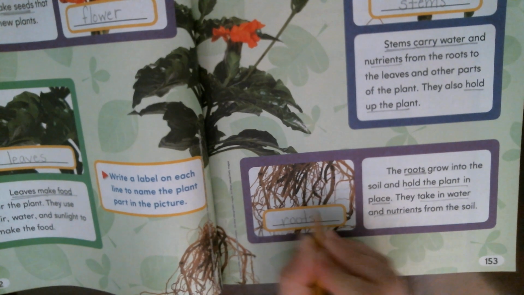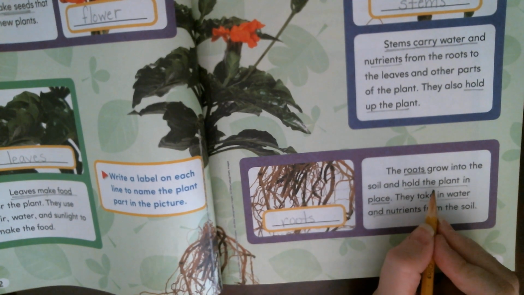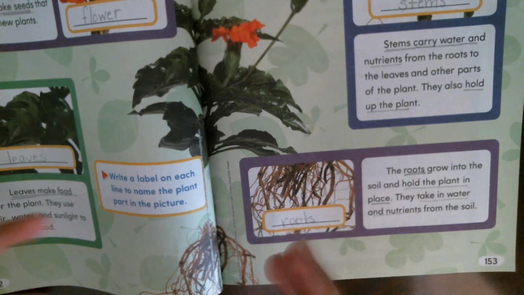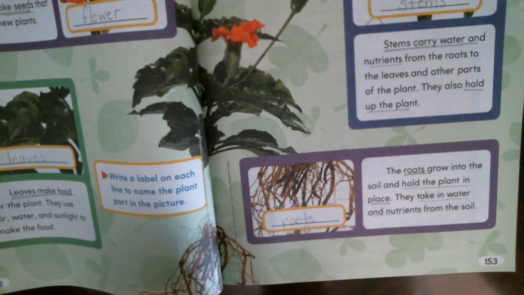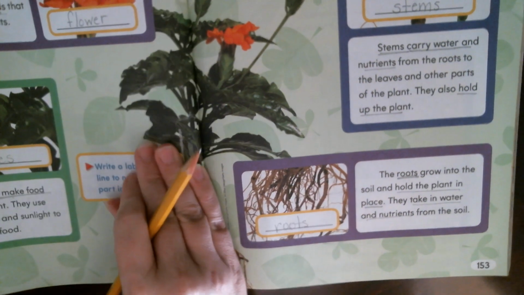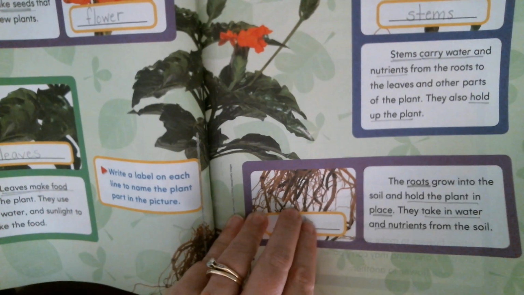I think about the roots as being all these little straws that suck up the water and nutrients. Okay, and they're also kind of like fingers that are holding that plant in the soil so it doesn't come out and fall over. And that stem is nice and straight to hold up the plant so it stays upright.